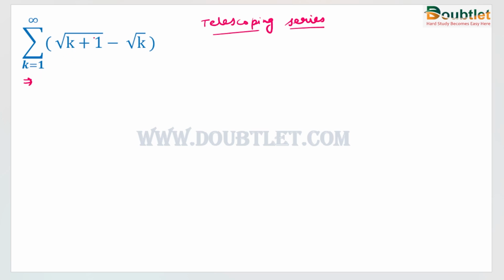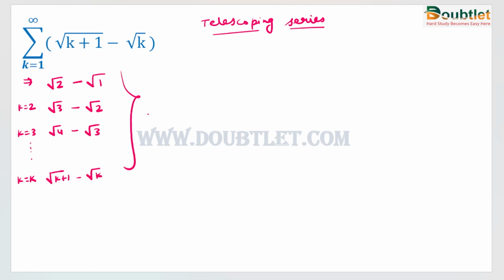If we directly put the value of k as 1, what do we get? We get root 2 minus root 1. Then in the next expression, if we put k equal to 2, we get root 3 minus root 2. Then again k equal to 3, we get root 4 minus root 3. Then k will tend to infinity. So suppose k is equal to k, we get root of k plus 1 minus root of k.